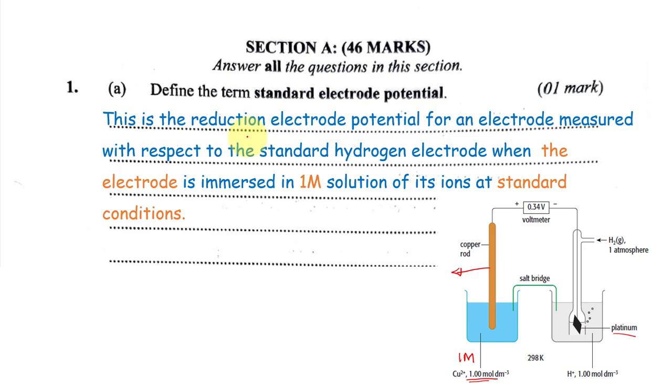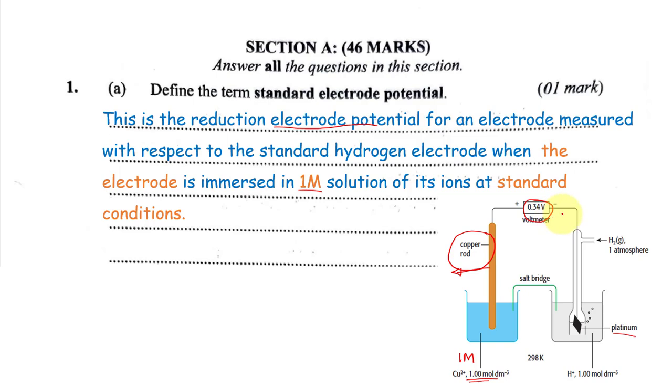So we shall say that this is the reduction electrode potential for an electrode measured with respect to the standard hydrogen electrode when the electrode is immersed in 1 molar solution of its ions at standard conditions. So we are saying it's the electrode potential. That means the potential difference that we shall have here for an electrode, in this case the electrode of interest. For example, here it's the copper electrode measured with respect to the standard hydrogen electrode.